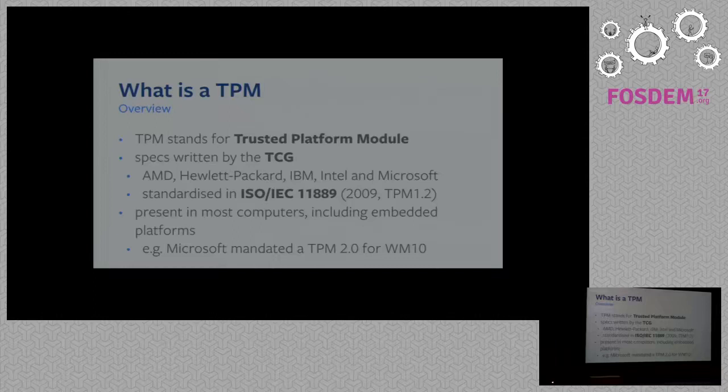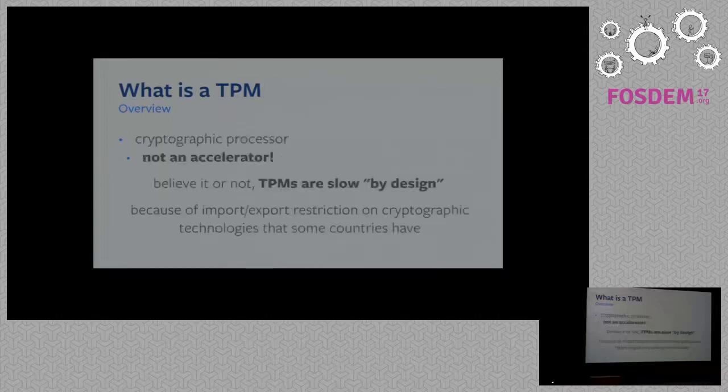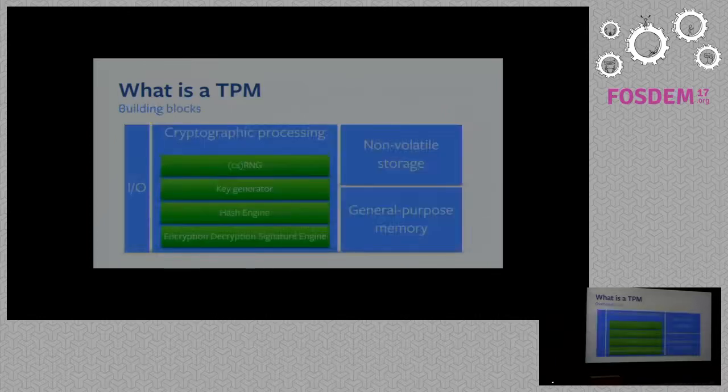TPM is a cryptographic processor, but it is not an accelerator. This could be shocking. Believe it or not, it's slow by design. One of the main reasons why it is slow is because of import-export restrictions that are on cryptographic technology. Some countries have these restrictions, like the United States, for instance. So at a very high level, these are the modules that you can find in a TPM. So we have an input-output module, of course, cryptographic processing, non-volatile storage, and general purpose memory.